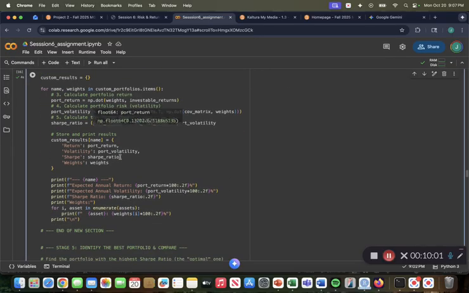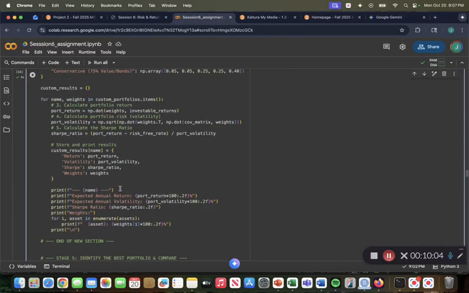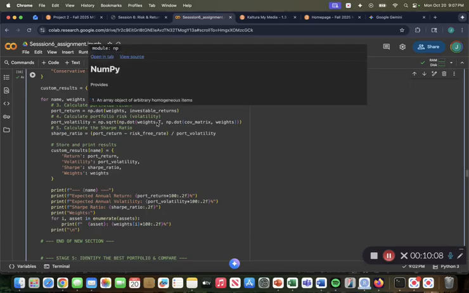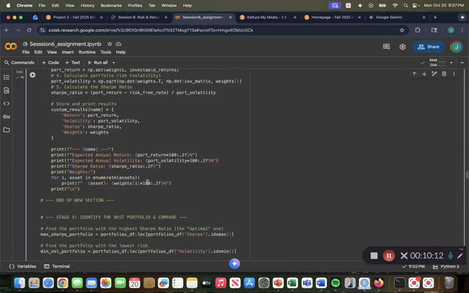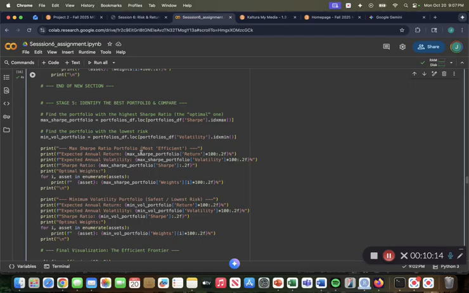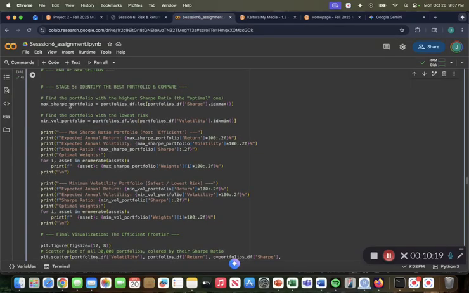So doing all this, putting that all together in another for loop to calculate the return, the risk, and the Sharpe ratio, so we can compare that as well. And then our next stage, stage 5, is where we identify the best portfolio and compare. We use this line of code to find the max Sharpe ratio, which would be the highest return per the risk, and then the safest, the min volatility portfolio, calculating the one with the lowest risk.